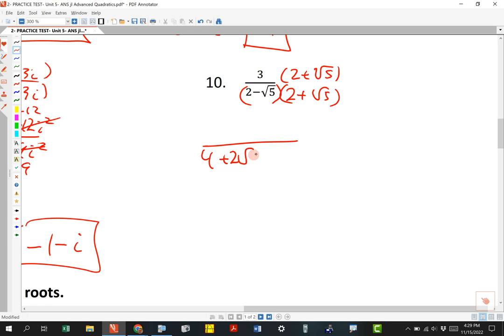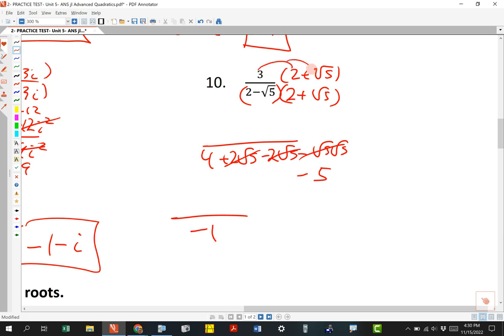We end up with plus 2 radical 5, minus 2 radical 5, and then I end up with minus radical 5 times radical 5. Well, those are going to cancel each other out. We're going to have a square root of 25 here, so that's going to count as a minus 5. And those two are going to cancel each other out. So take a look at what the denominator turns into. It's a 4 minus 5, so that's a negative 1.